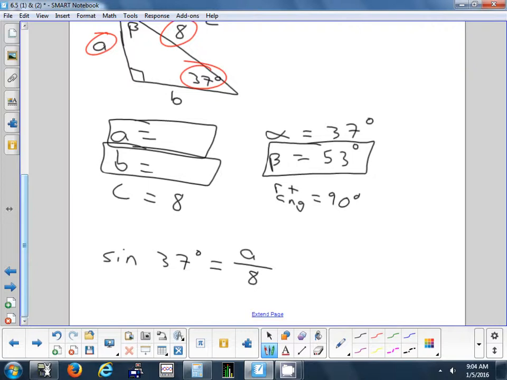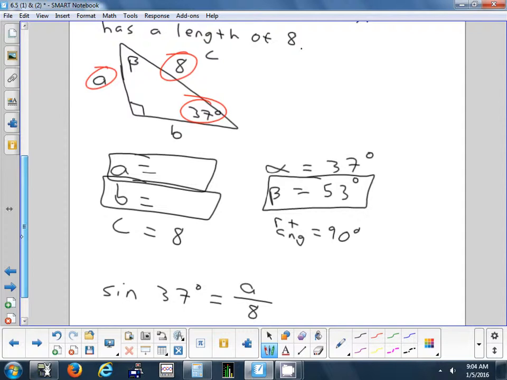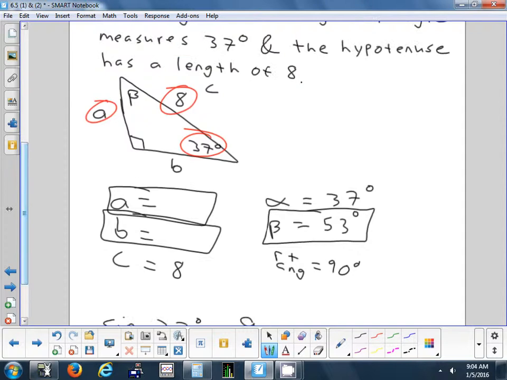And now my last step is to get A by itself. A is opposite. Or is that just how we labeled it? Opposite is always the side that's farthest away, or we're viewing it from the 37? Yep, all right, we're viewing it from the 37. If we go from the 53, that could be wrong. So we're not even going to think about 53. In fact, forget about it for the rest of the problem. Well, we won't use it.